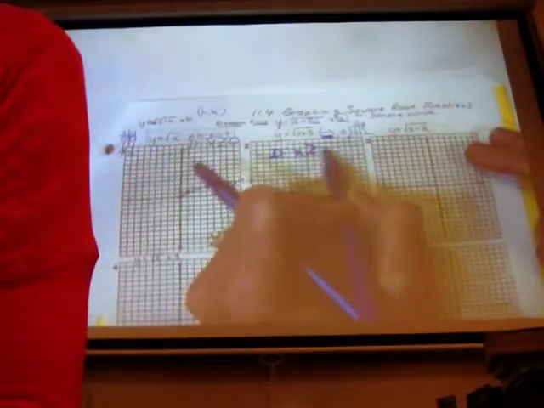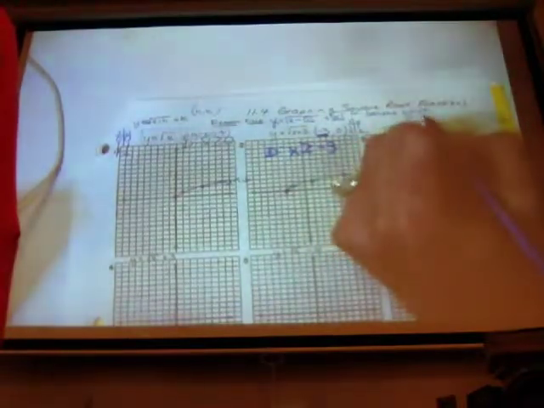What would be my domain? The domain, where does x start? Negative 3. It's the h. It's x is greater than or equal to negative 3. My domain is always going to be x is greater than or equal to h.